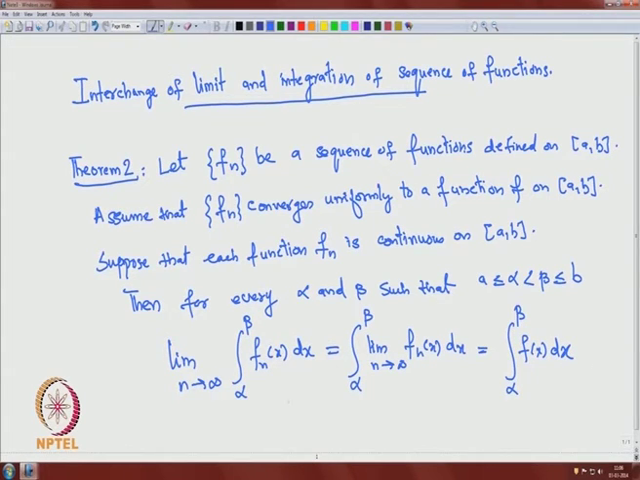So, what does it say? If you have a sequence of functions that converges uniformly and each of the functions in the sequence is continuous, then you can interchange the limit and the integration. So, you can take the limit inside the integral, which is the same as taking the limit of the integral or integrating the limit of the function. So, we will see one example in this regard.